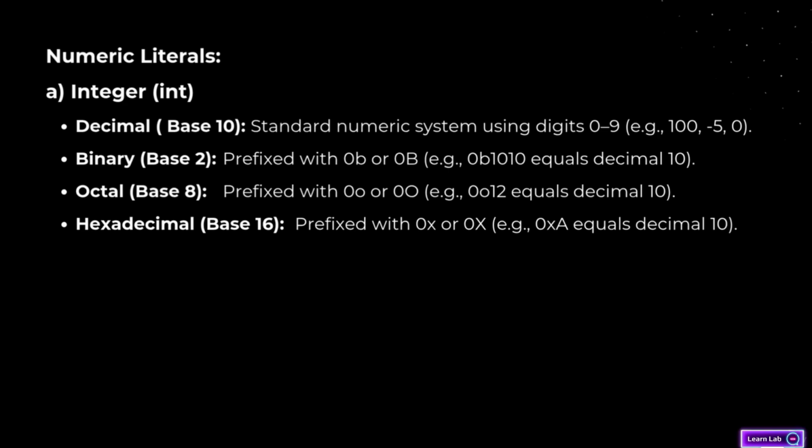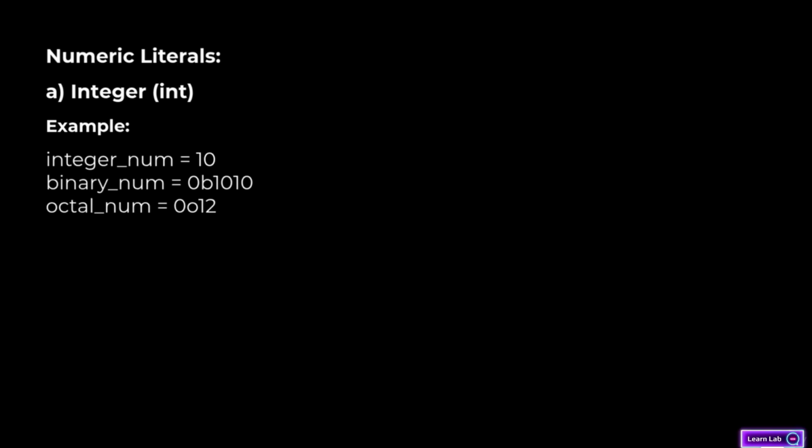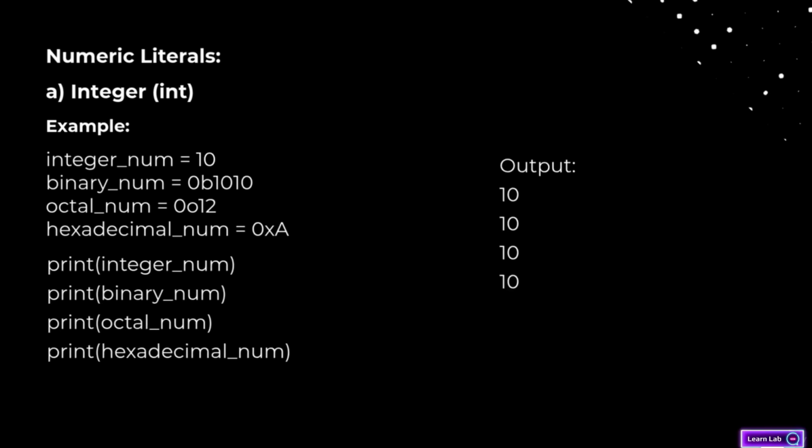Let us see an example here. Integer num is equal to 10. Binary num is equal to 0b1010. Octal num is equal to 0o12. Hexadecimal num is equal to 0xA. Now print these values. Here we have initialized multiple variables using different forms of integer literals and printed their values, and the output is this.